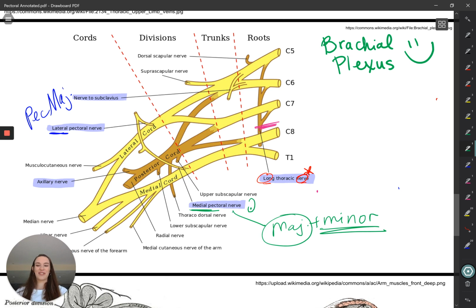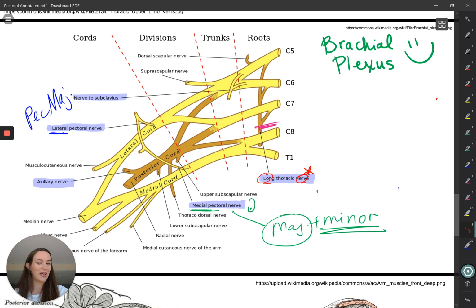So just to remember the differences, just think that medial, like the middle child, wants attention and goes out and gets a bunch of piercings. So it pierces through pec minor on its way to also do pec major, versus lateral is only doing pec major. So that's the difference between those. Another thing that's easy to remember is that lateral pectoral nerve is coming off of the lateral cord, and the medial pectoral nerve is coming off of the medial cord.